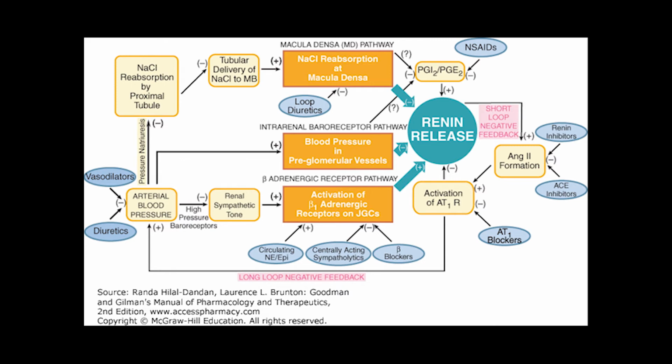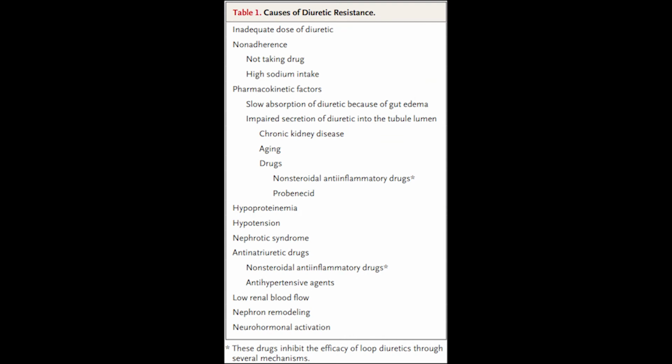But before I begin talking about that, I wanted to discuss diuretic resistance. It's a bit lengthy, so I'll summarize it very briefly, but it boils down to a couple of things I want to focus on: inadequate dose of diuretics, not giving them the right amount; patients who are just not adherent to their diet or taking medication; and then the pharmacokinetic factors. So patients have slow absorption because of gut edema. They also have CKD, aging, and drugs causing impaired secretion of the diuretics into the tubular lumen.